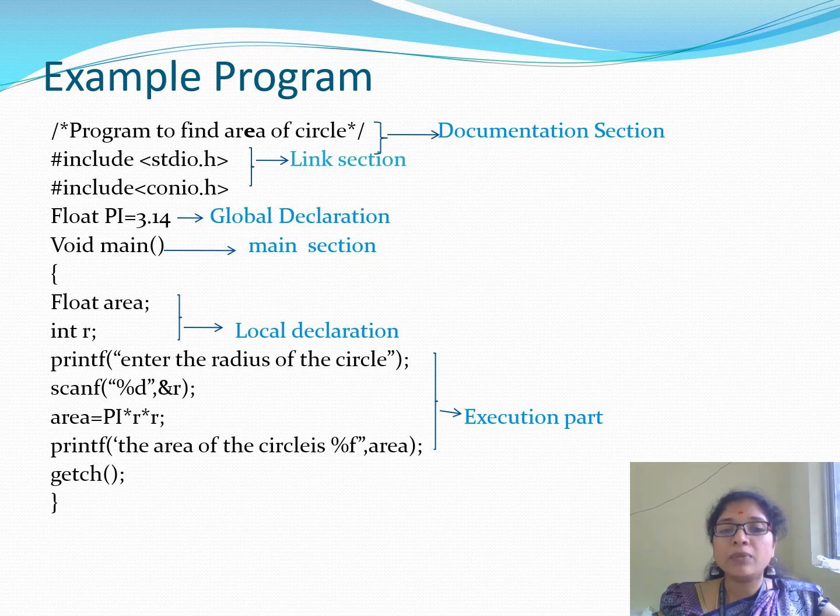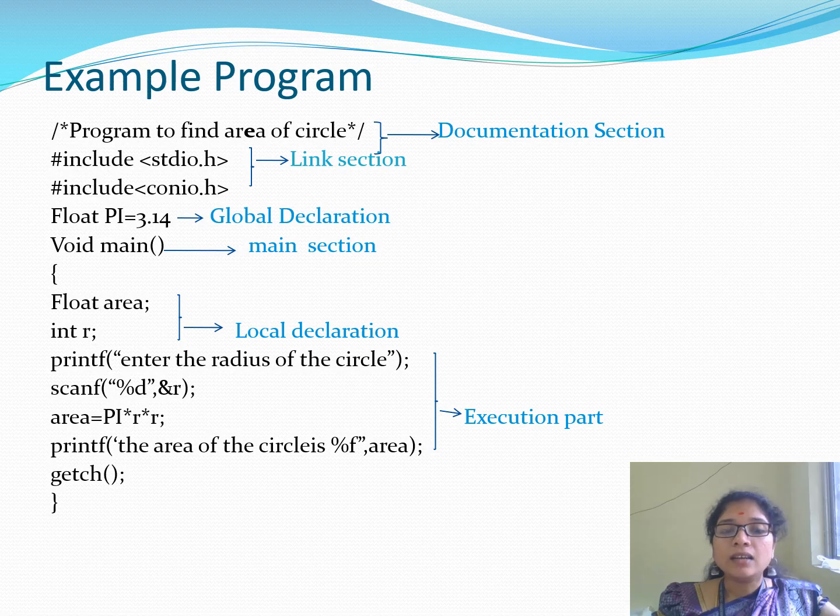And then the same for hash include conio.h, meaning console input and output. This library file includes the getch function. So if we are using the getch function in our program, we need to include this conio.h library file. Okay, both of these are the link section.